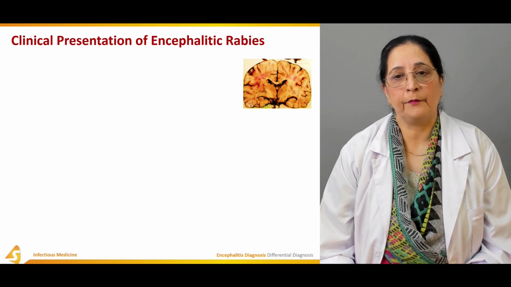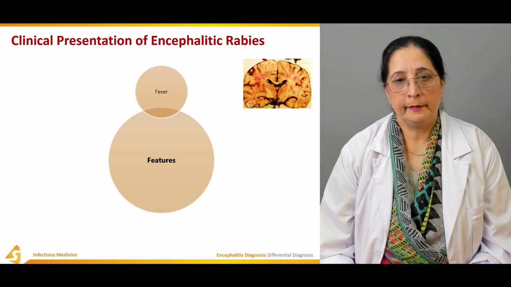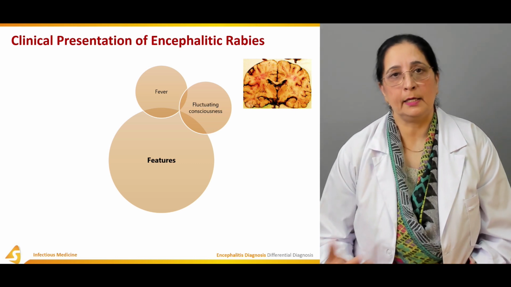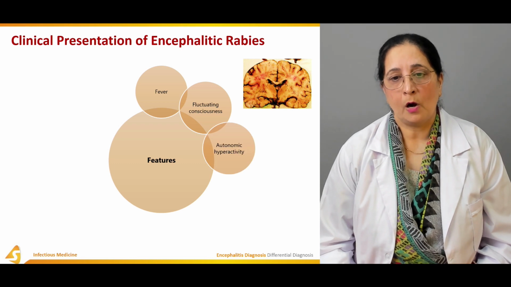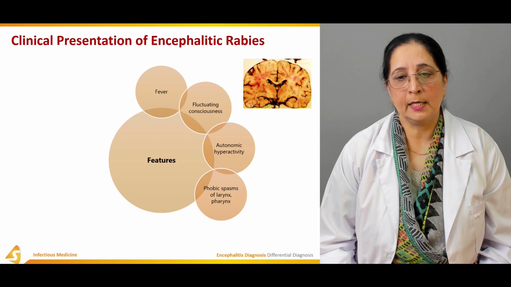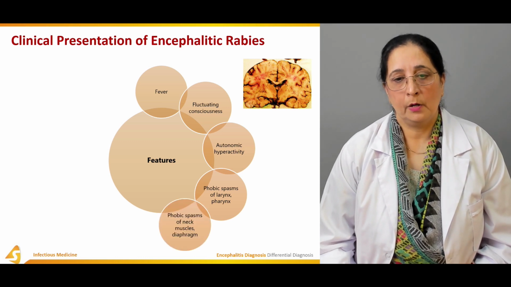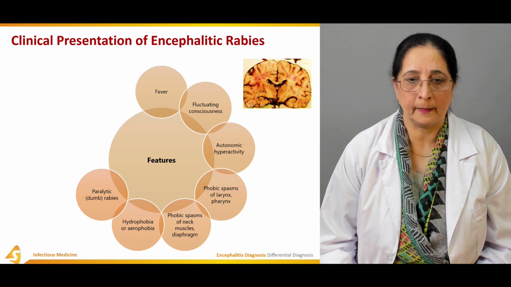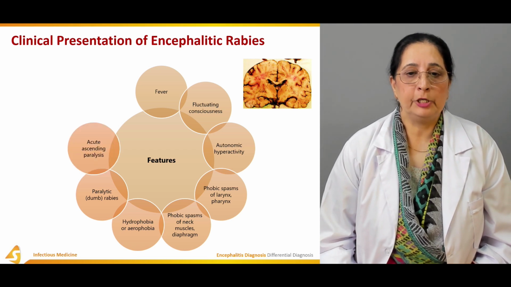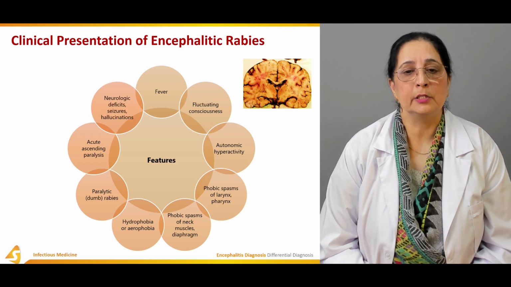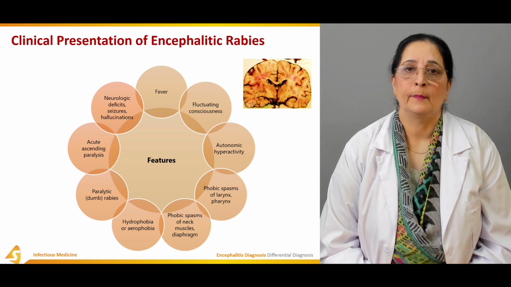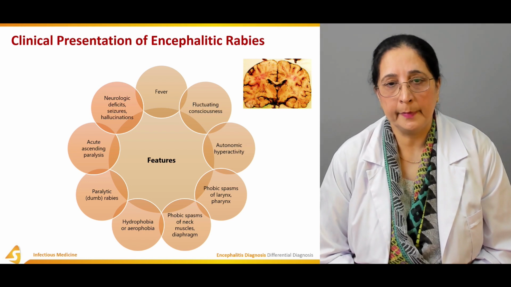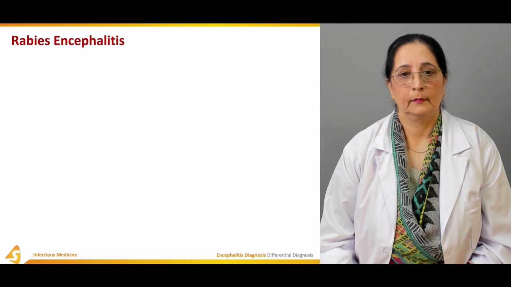Clinical presentation of encephalitic rabies features: there is fever, fluctuating consciousness, the patient is alert sometimes and there is altered consciousness, autonomic hyperactivity, phobic spasm of larynx, pharynx, spasm of neck muscle, diaphragm, hydrophobia or aerophobia, paralytic rabies, acute ascending paralysis, and neurologic deficit, seizures, hallucination. So all these are the features associated with the encephalitis caused by the rabies virus.